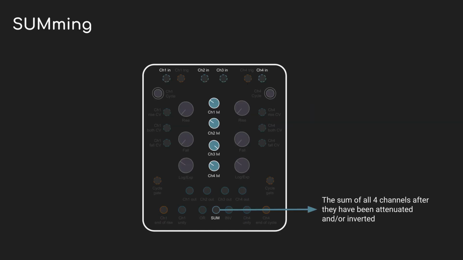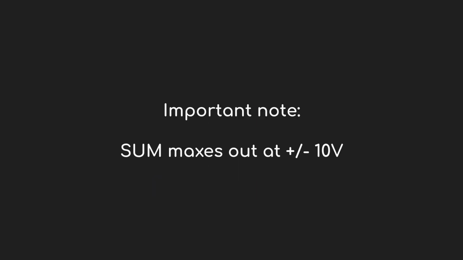But now I want to talk about those 3 major outputs from the summing bus: sum, inv for invert, and or. We've already talked about sum, and that's fairly easy to understand. All of the outputs are added together with the caveat that the output is kept in the range of -10 to +10 volts.